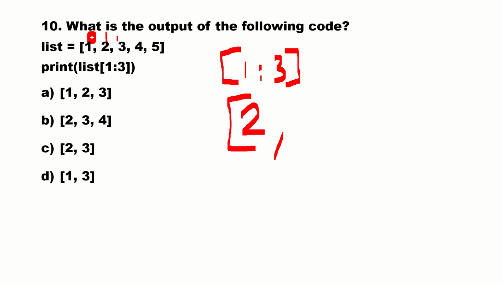Next, it will move to the next one. 1, 2, 3. That means you want to print that also, which is in index 2, that is 3. That will also be printed. Should we print the third index? No, we should not, because in slicing, the end index that is mentioned is not included. So we should not print this one. Okay, only these 2 elements will be in the list. So the correct option is option C, 2, 3.